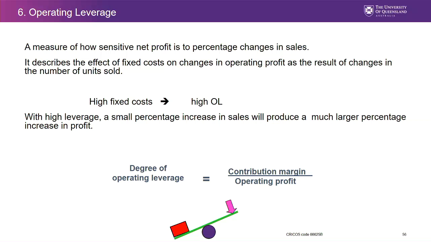Okay? So it's quite a useful ratio to understand and apply. So if we have high fixed costs, we have high operating leverage. Why is that? Because operating profit is our sales less our variable costs less our fixed costs, whereas our contribution margin is our sales less our variable costs. So if you have high fixed costs, the difference between operating profit and contribution margin is going to be much greater.